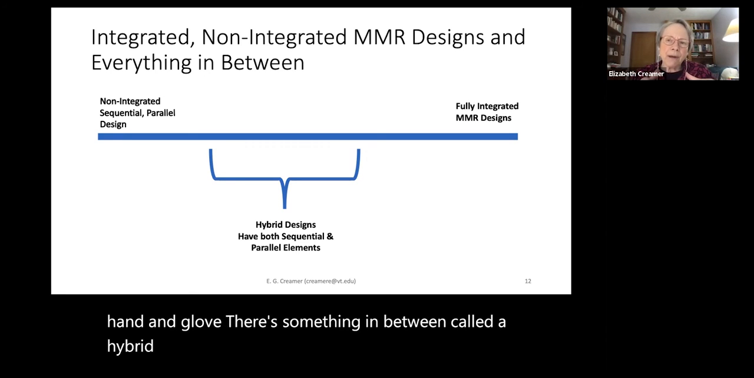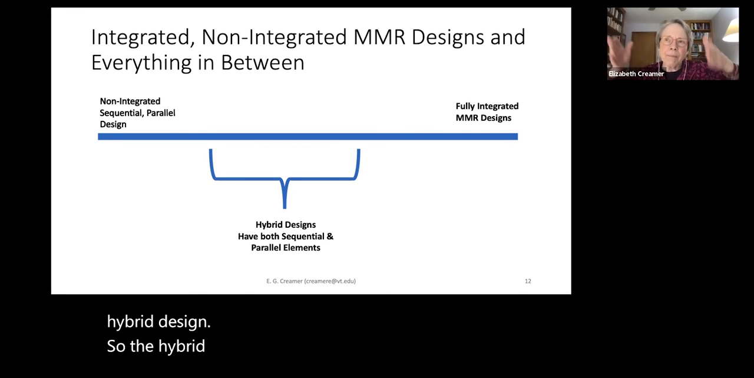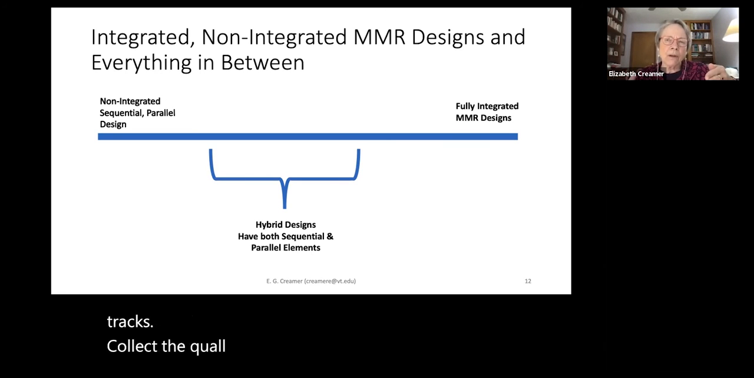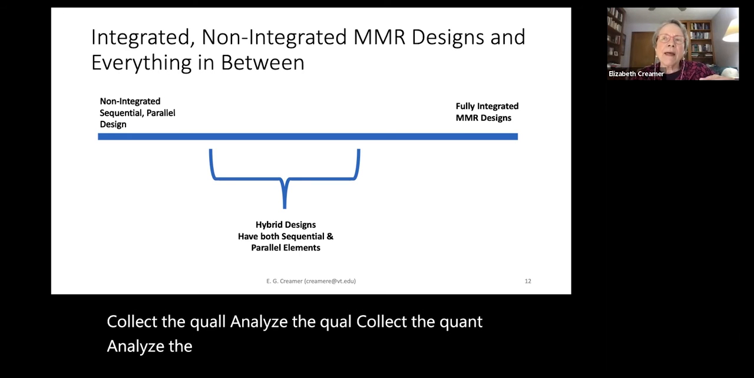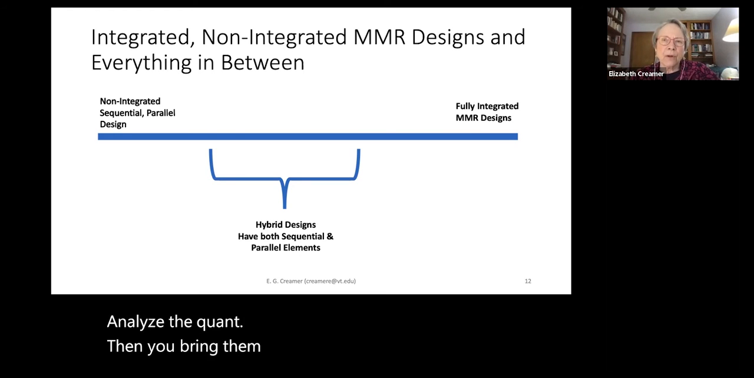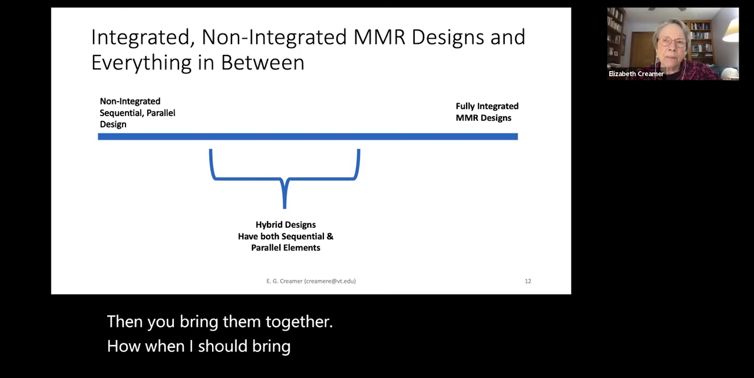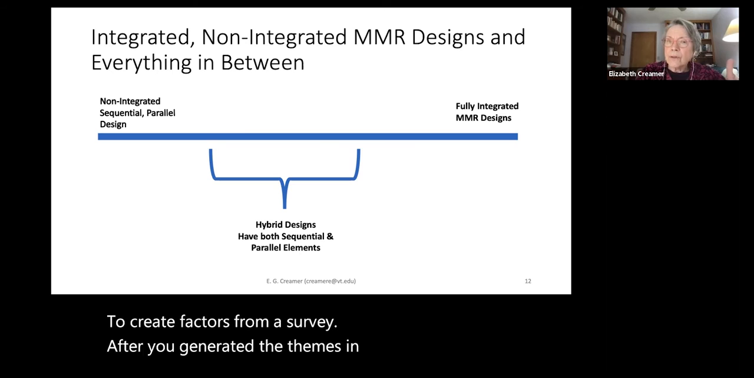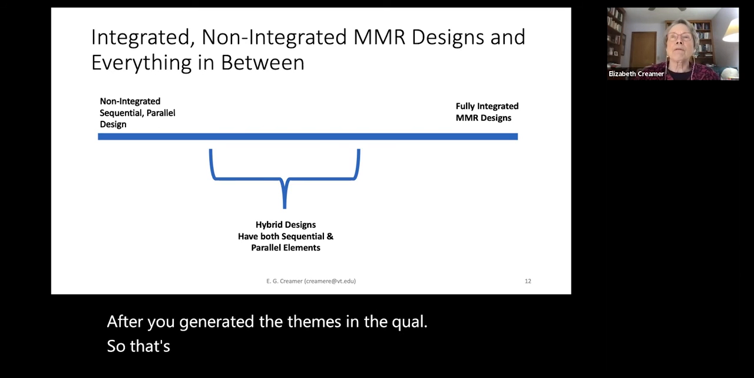So the hybrid design can begin with the separate tracks: collect the qual, analyze the qual, collect the quant, analyze the quant, then you bring them together. How might you bring them together? Maybe you use the qual to create factors for a survey after you generated the themes in the qual. So that's a really good example of a hybrid.